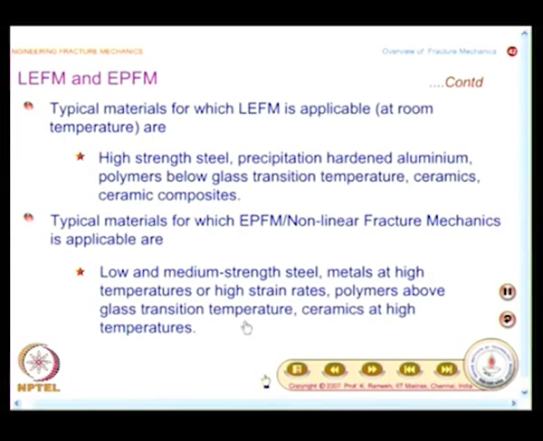Polymers above glass transition temperature, ceramics at high temperatures, because in gas turbines people want to improve the thermal efficiency. So, they want to push the operating temperature as high as possible, and ceramics are being used. Ceramic is basically a brittle material, but if it is used in high temperature application, LEFM is not sufficient, you will have to invoke EPFM. This is again a guideline. So, you have to be very careful.